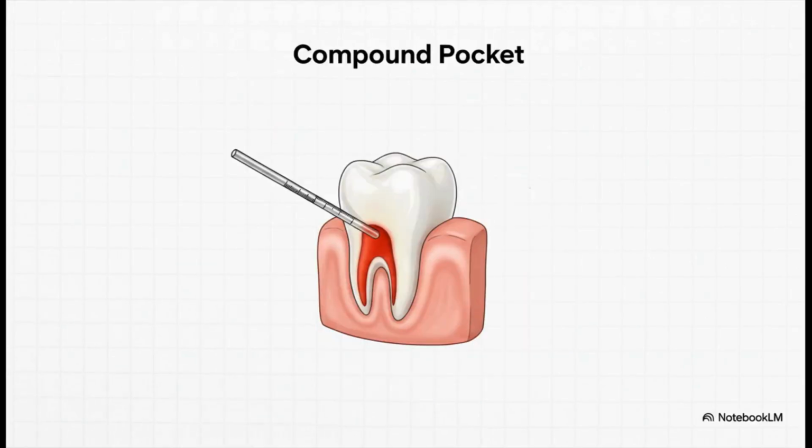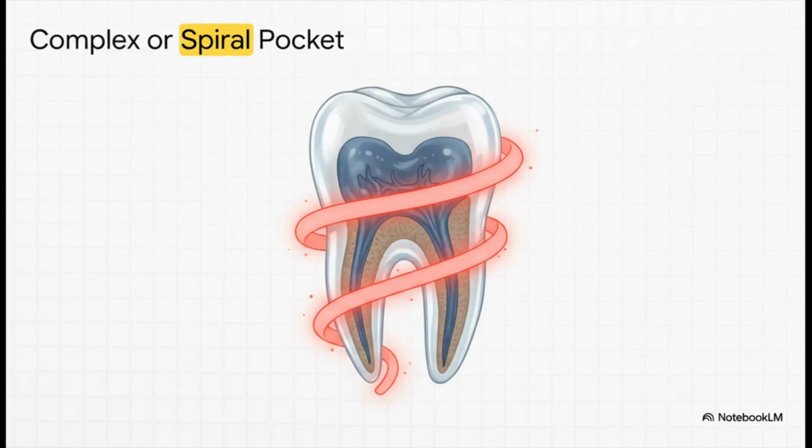Okay, next up we have a compound pocket. Now, this is like a continuous channel. It starts on one surface and wraps around a corner of the tooth to involve a second surface, or even more. And finally, we have the most intricate of all, the complex or spiral pocket. This thing starts on one surface and literally spirals its way around the tooth to another surface that isn't even next to it. These are super tricky because the opening you see on the gums might not be anywhere near the deepest part of the pocket. You see these a lot in furcation areas, right where the roots of a molar split.